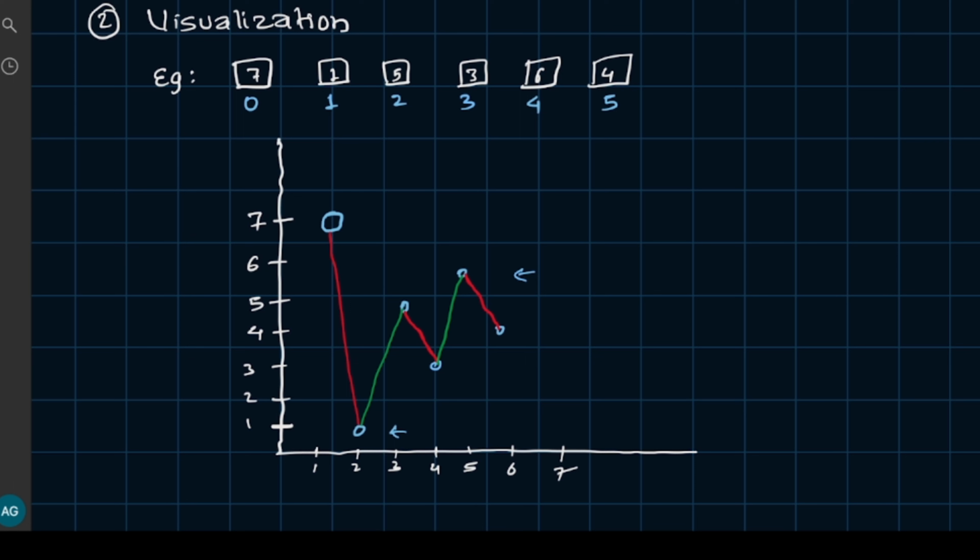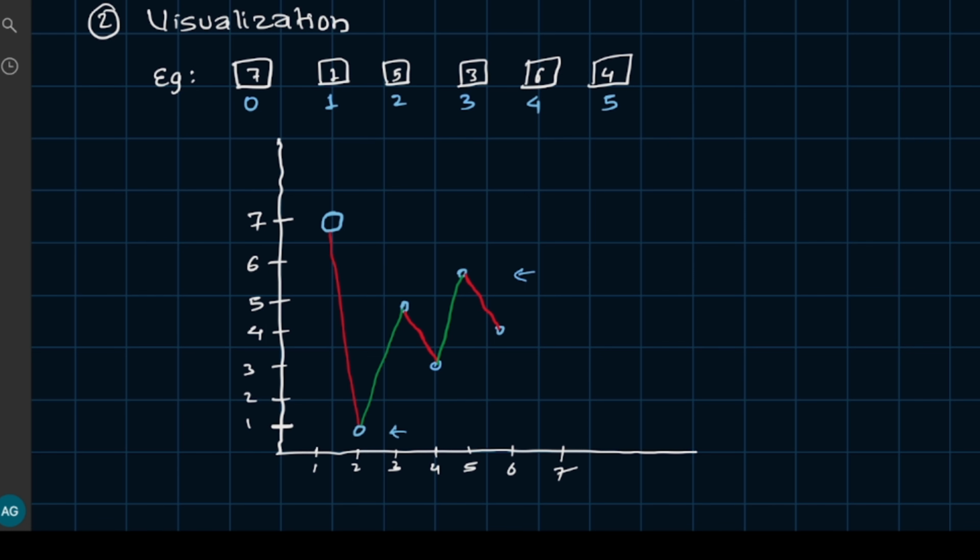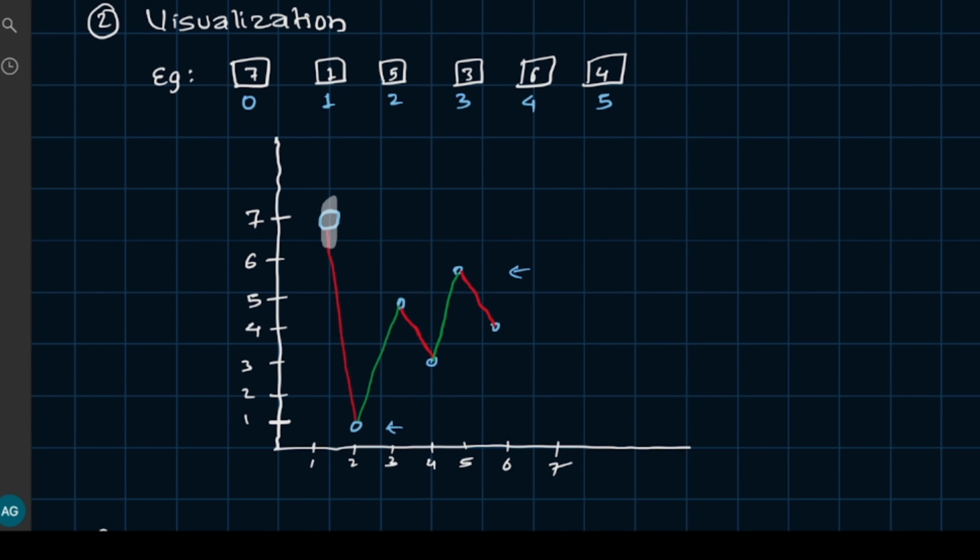Now let us try to visualize this problem. We are given the list 7, 1, 5, 3, 6 and 4, and this is the visualization of those prices. If we bought the stock on day 1 at $7 and sold the stock at $1 on day 2, then we're gonna have a loss of $6. Likewise, if we bought the stock on day 2 at $1, and sold the stock at $5 on day 3, then we're gonna have a profit of $4.